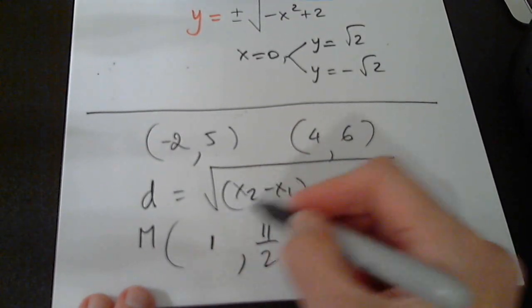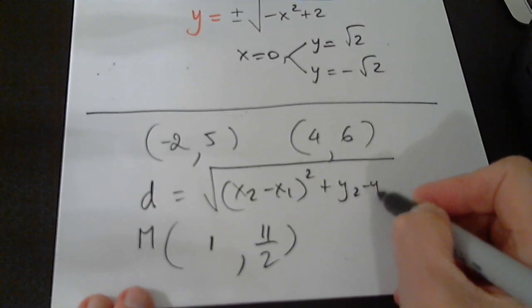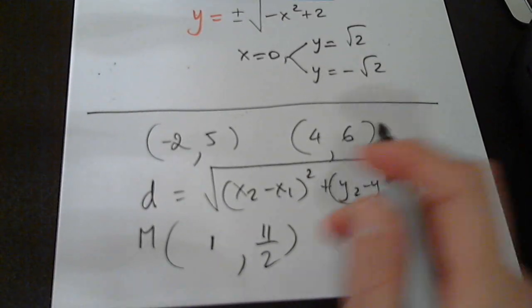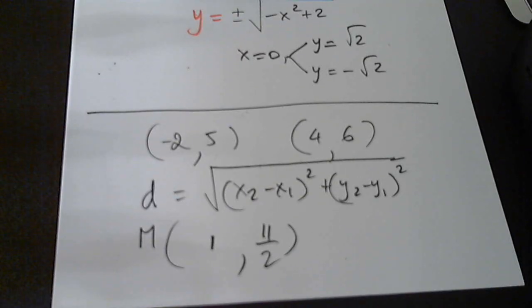x2 minus x1 everything squared plus y2 minus y1 everything squared. I hope you prepared your formula sheet, front and back, one page. I hope you already made a copy of it because you will have to surrender it at the end of the test.